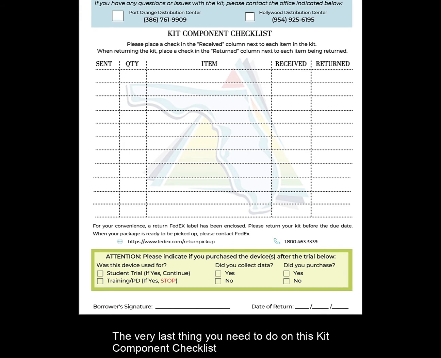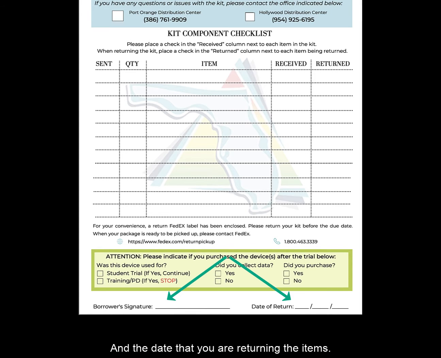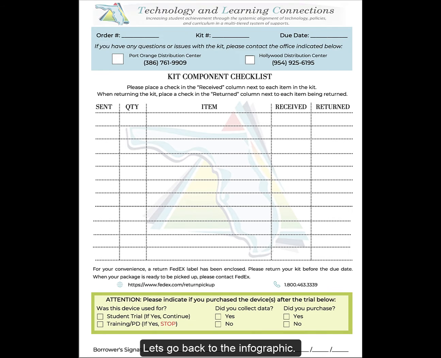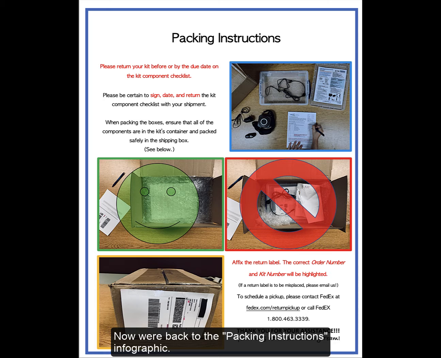The very last thing you need to do on this kit component checklist is sign the bottom where it says borrower's signature and the date that you are returning the items. Let's go back to the infographic. Now we're back to the packing instructions infographic.